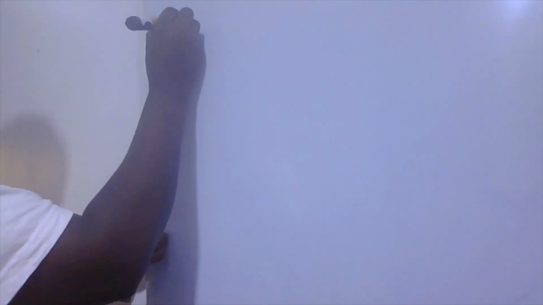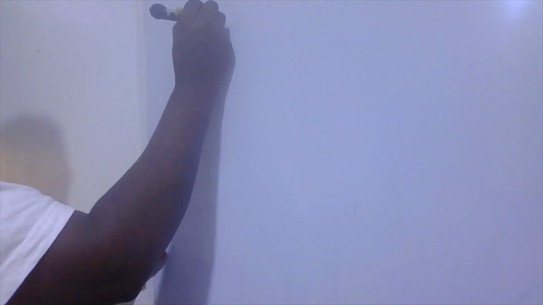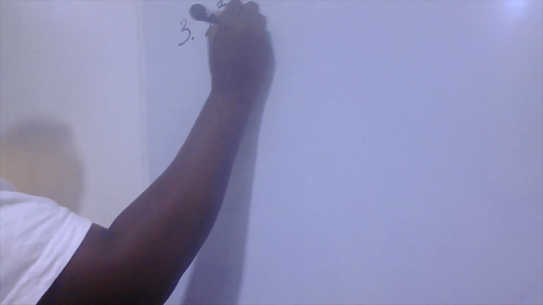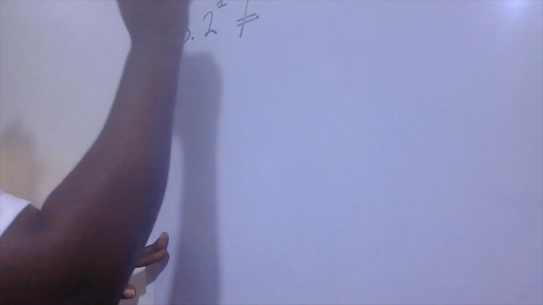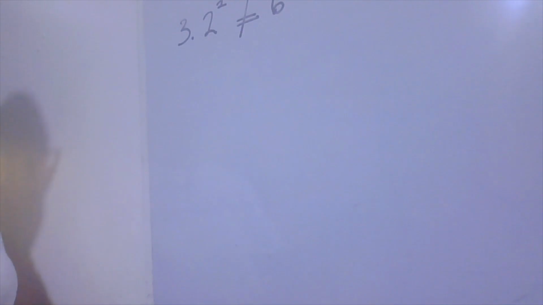Did you know that 3 times 2 square is not equals to 6 square? Did you know that? That 3 times 2 square is not equals to 6 square? Yes, it is not. Now let's prove that, okay?